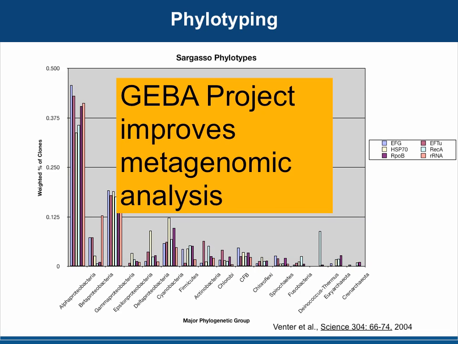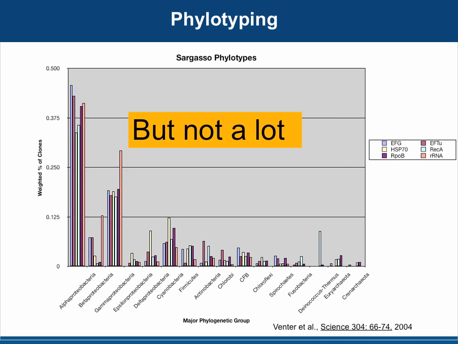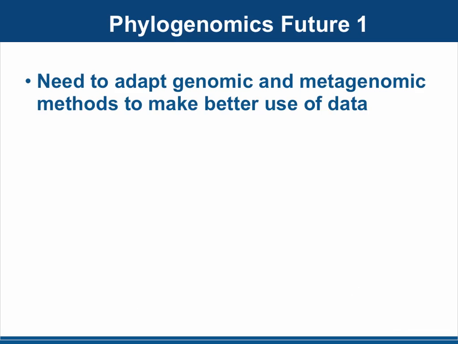The GEBA project definitely seemed to improve metagenomic analysis, but barely. I mean, we could detect it. Many of the tests were not statistically significant, and a few of them were. But it was borderline trivial improvements in metagenomic analyses. And I'm going to tell you why, I think.